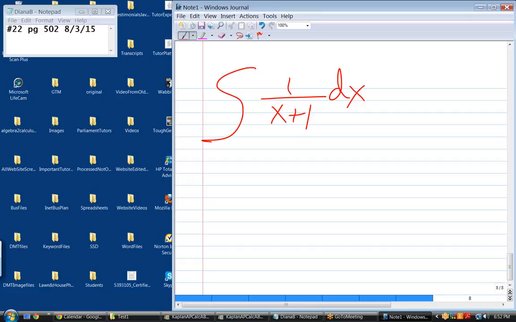Notice I can't integrate that. Or can I? Hold on. Yes, I can integrate that. What am I thinking of here? Hold on. Because that would just be the integral of x plus 1 to the negative 1. The derivative of the inside is 1, so I don't have to worry about it. So I can just use the straight power rule on this. This is what I meant to write.